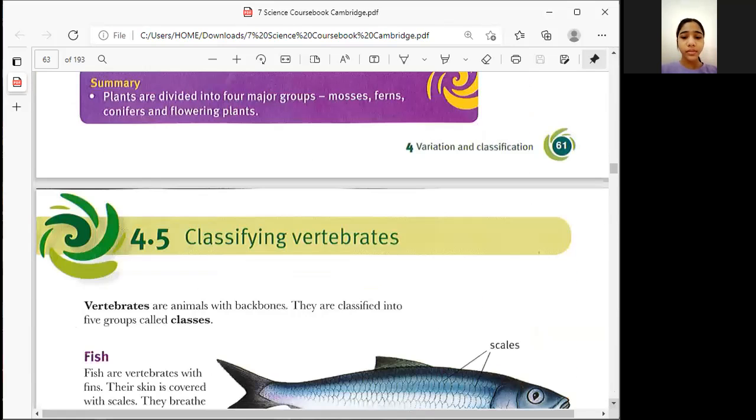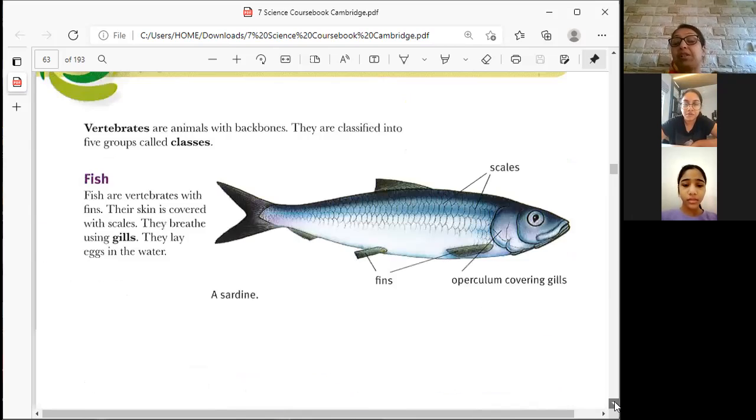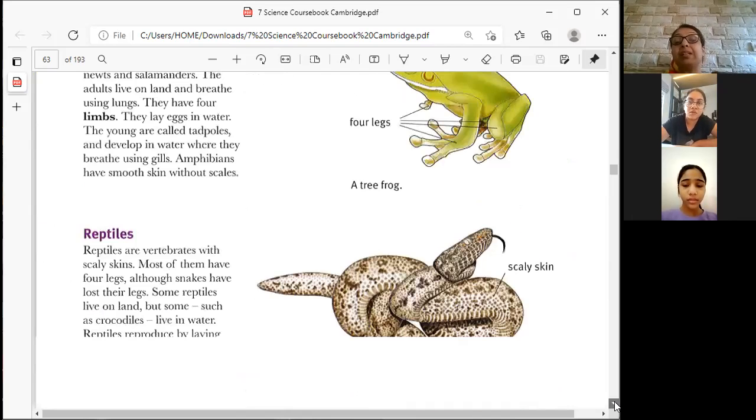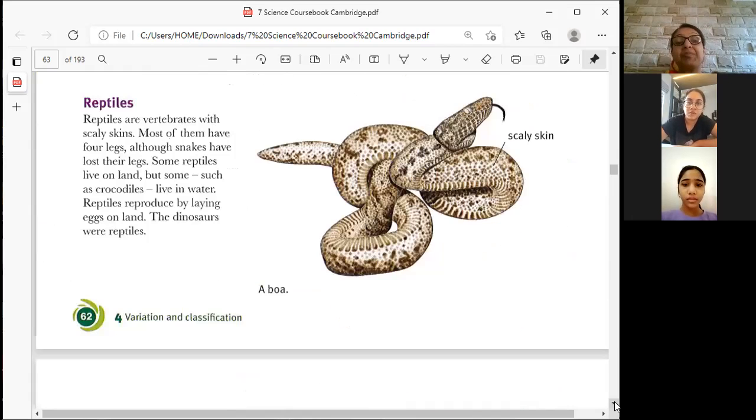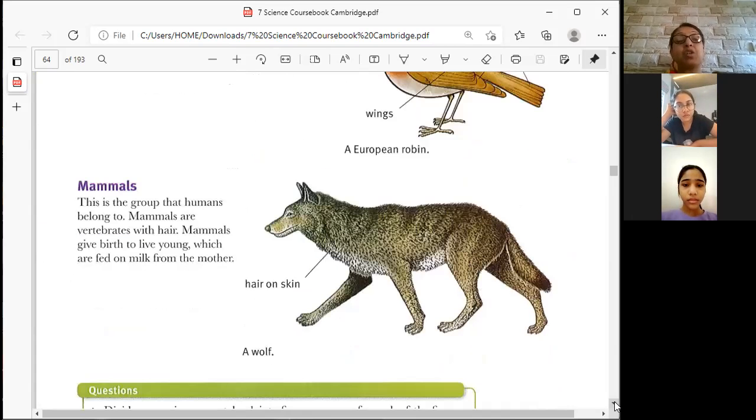Similarly, we classified the vertebrates and we said that vertebrates are the animals which have a backbone. Invertebrates will be those who do not have the backbone. Vertebrates can be classified into 5 groups. The first is the fish, then the amphibian, then the reptile, then the birds, and lastly comes the mammals, and humans belong to the mammal category.